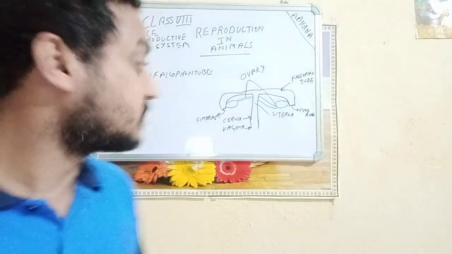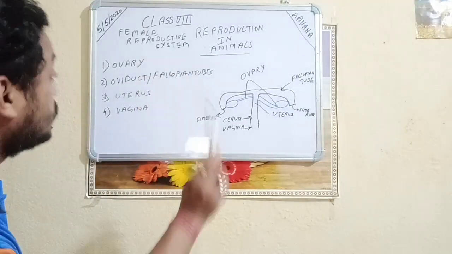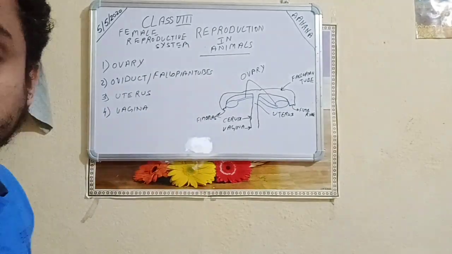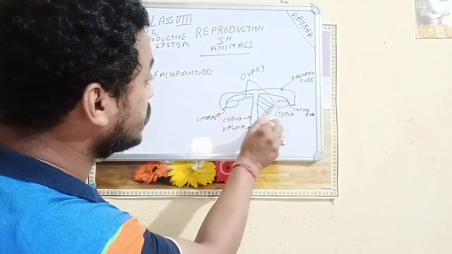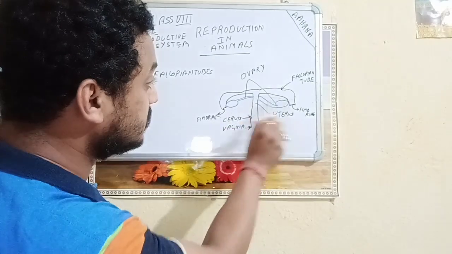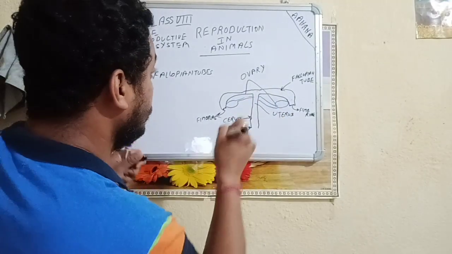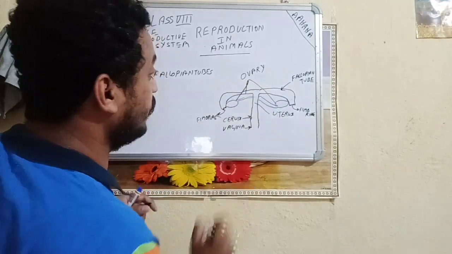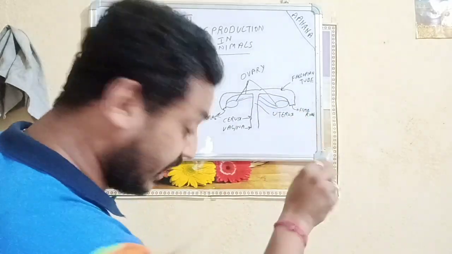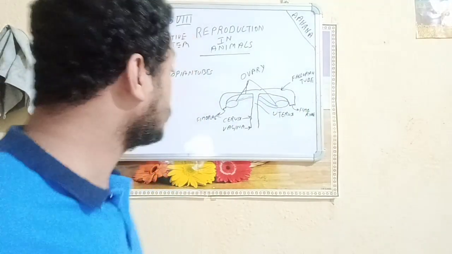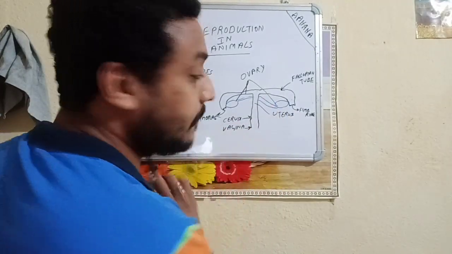In the female reproductive system there are 4 major parts: ovary, oviduct or fallopian tubes, uterus, vagina. As far as the diagram is concerned, these 2 round circles are the ovary. Then this one is the fallopian tube here. This is the fimbriae, the finger-like structure, and this one is the uterus, then the cervix, vagina.